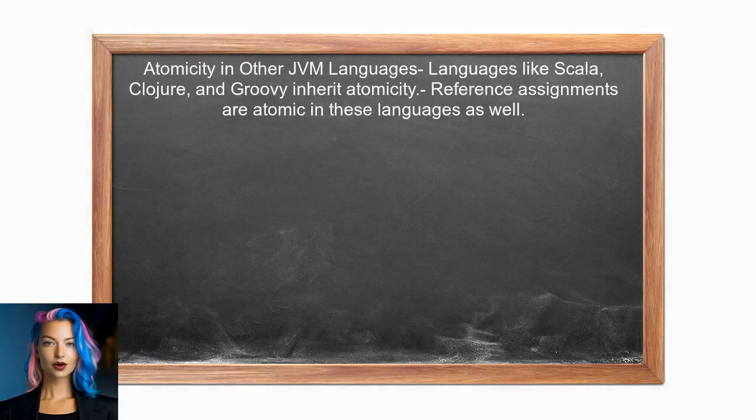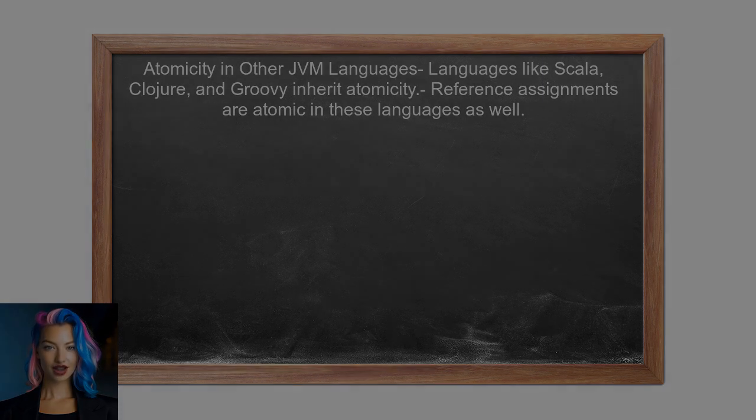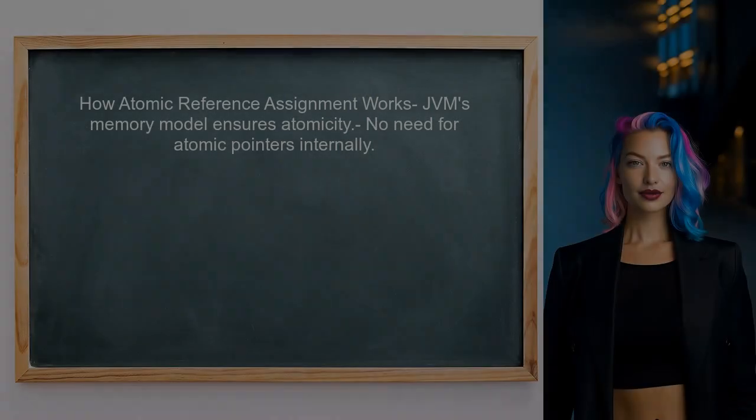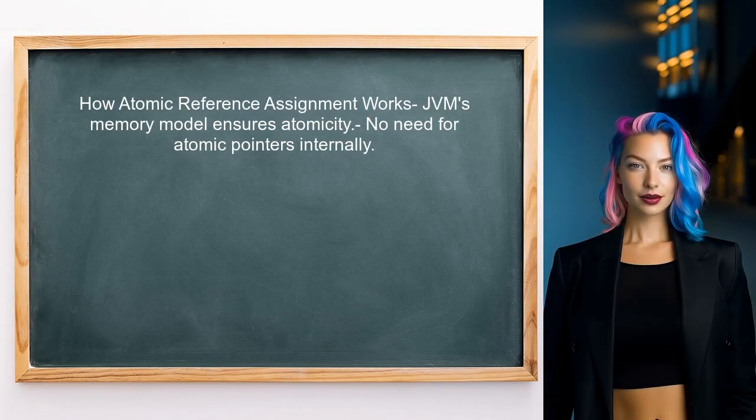Now, regarding other languages that compile to JVM bytecode, such as Scala, Clojure, and Groovy, they inherit this atomicity from the Java virtual machine. Therefore, reference assignments in these languages are also atomic. Finally, the user asked how reference assignment can be atomic without using atomic pointers internally. The JVM is designed to handle reference assignments in a way that ensures atomicity through its memory model, which abstracts away the need for atomic pointers.